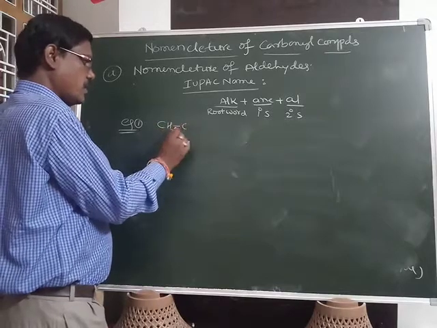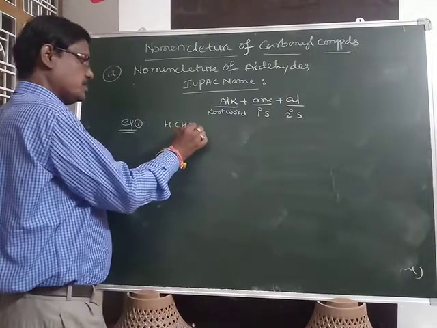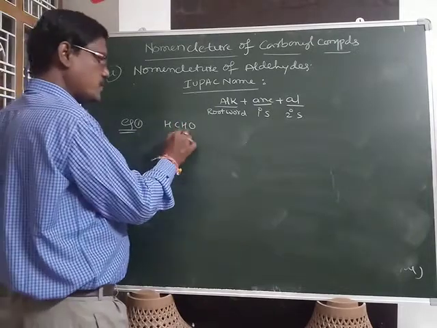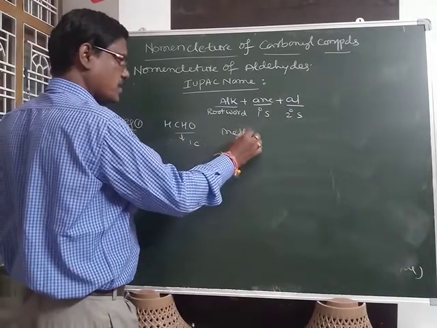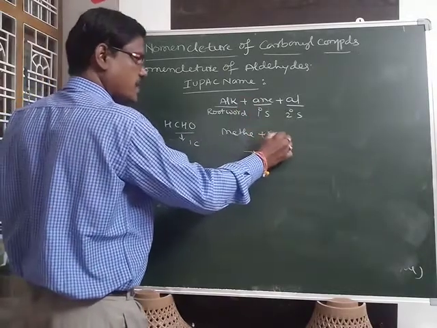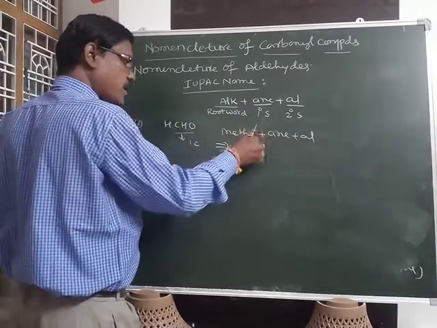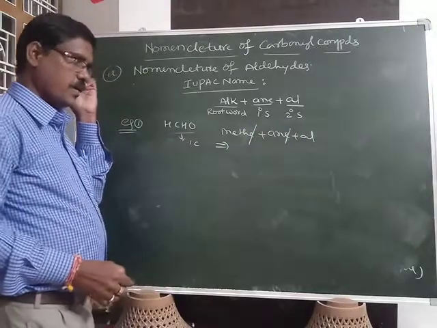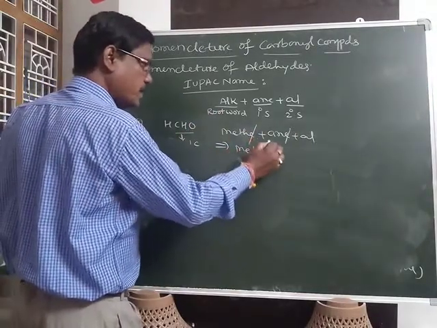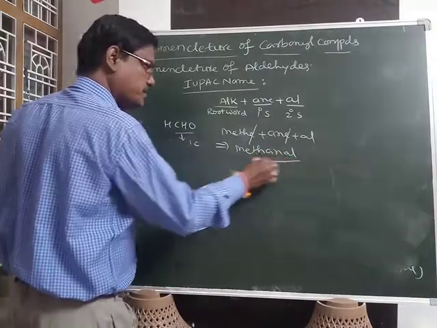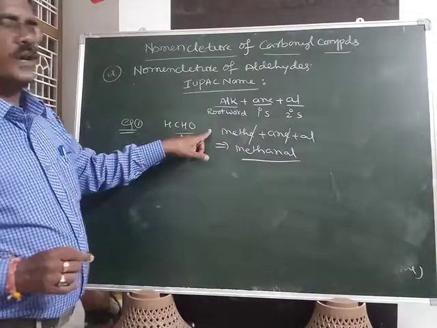For example, I am taking this one, HCHO. Here how many carbons? Only one carbon. That's why meth is completed, and the remaining part is ane plus al. By removing e and combining as one word, we get methanal. This is the IUPAC name of HCHO.